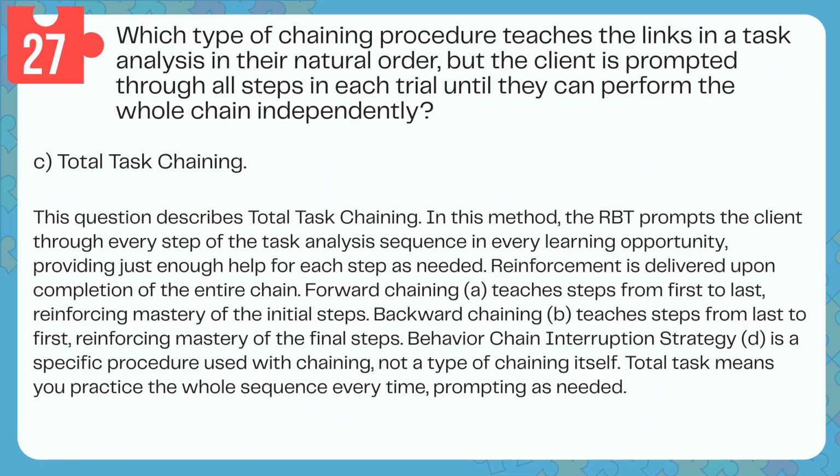Forward chaining, A, teaches steps from first to last, reinforcing mastery of the initial steps. Backward chaining, B, teaches steps from last to first, reinforcing mastery of the final steps. Behavior chain interruption strategy, D, is a specific procedure used with chaining, not a type of chaining itself. Total task means you practice the whole sequence every time, prompting as needed.